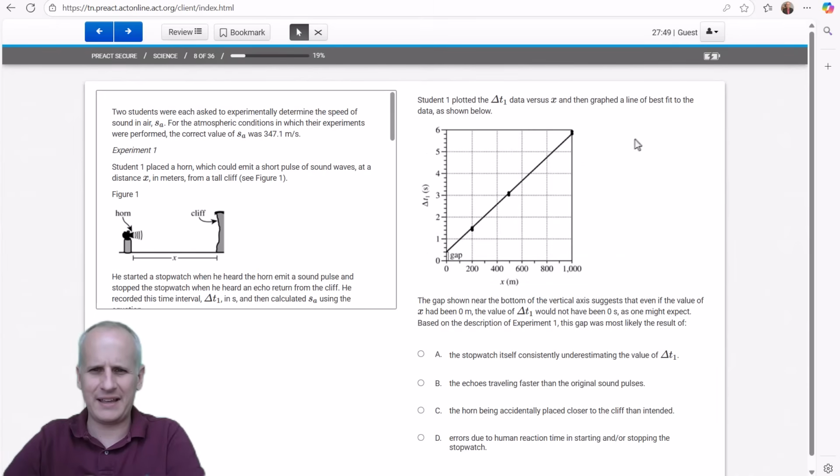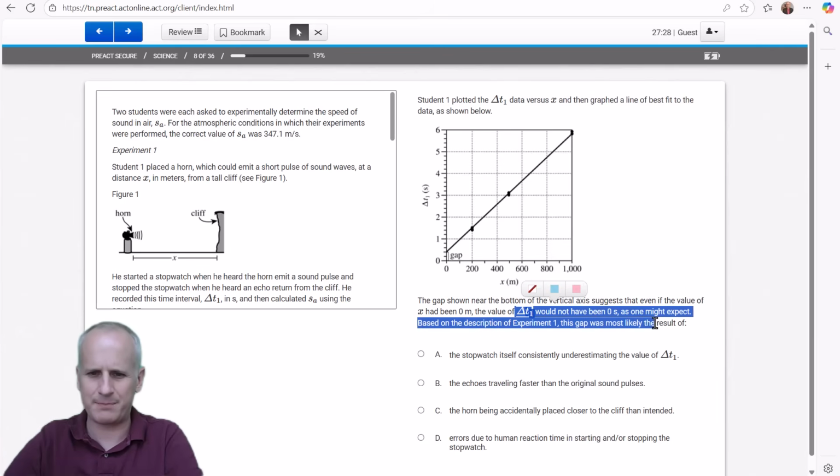Next, we've got a graph here, and we can see student 1 plotted delta T1 versus X, and then graphed a line of best fit to the data as shown. So the gap shown near the bottom of the vertical axis suggests that even if the value of x had been 0, the value of delta t1 would not have been 0 as one might expect. Based on the description of experiment 1, this gap was most likely the result of.